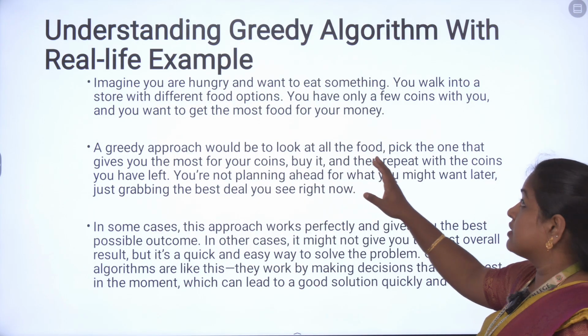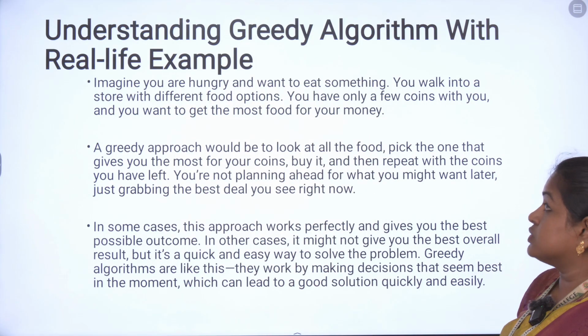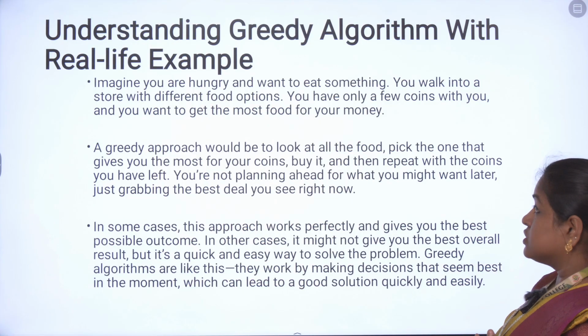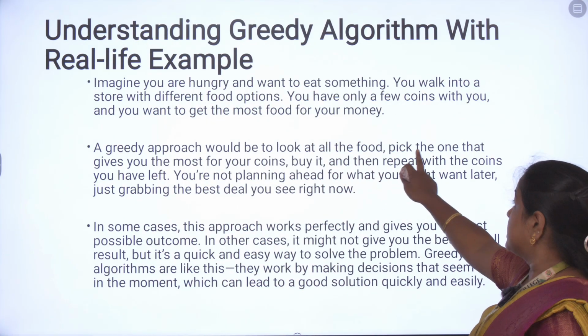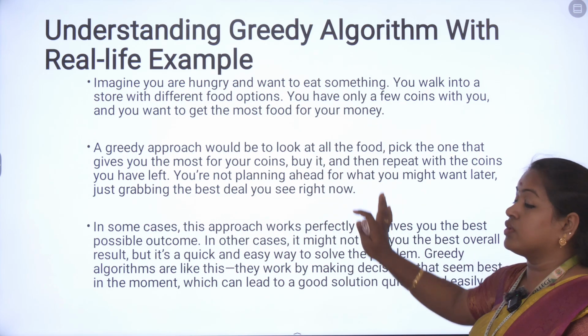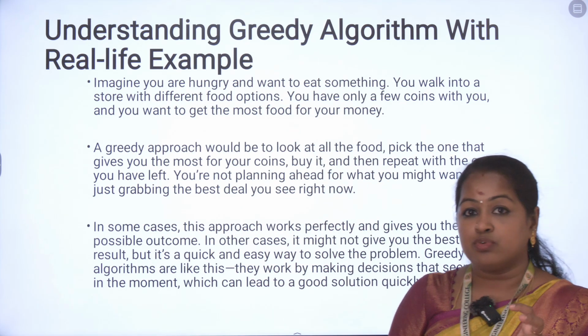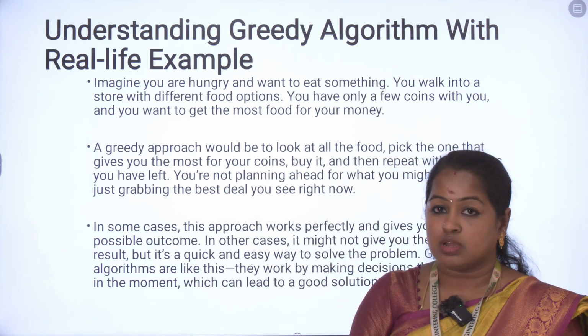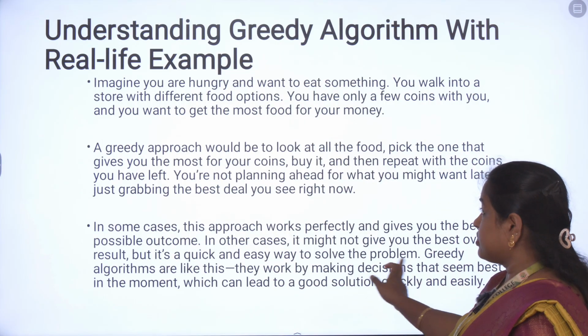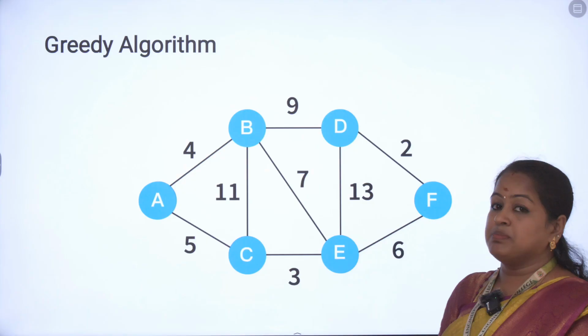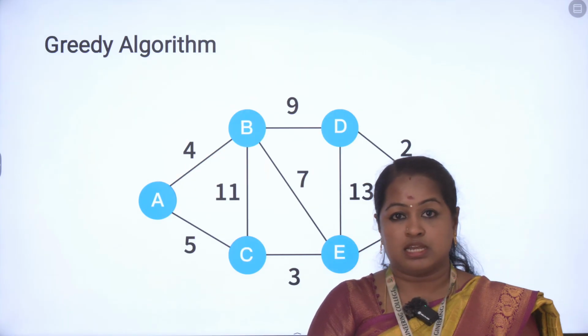Imagine you are hungry and want to eat something. You walk into a store with different food options. You look at all the food and pick the one that gives you the most for your coins. So you are going to pick the one food with which you utilize most of your coins. This is a simple example of a greedy algorithm.